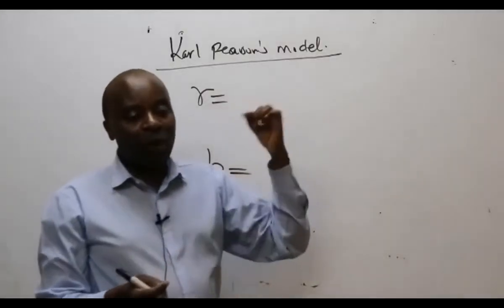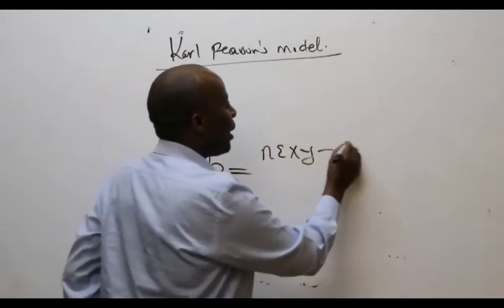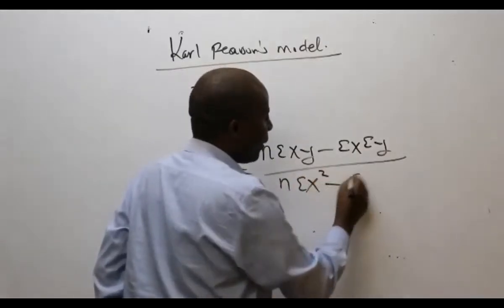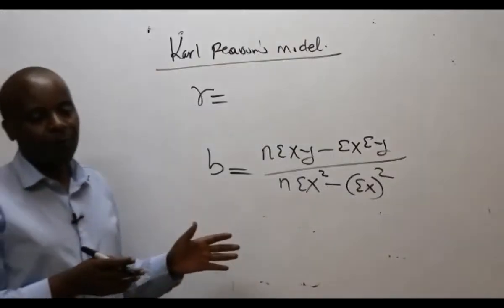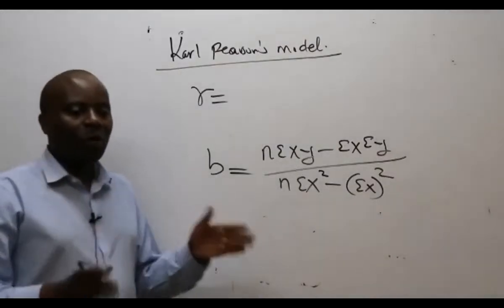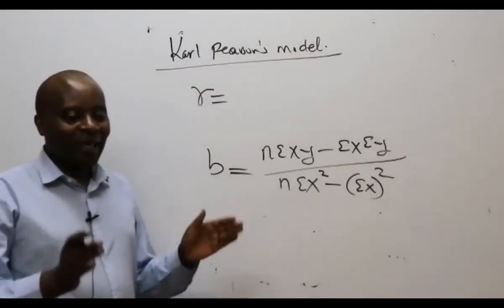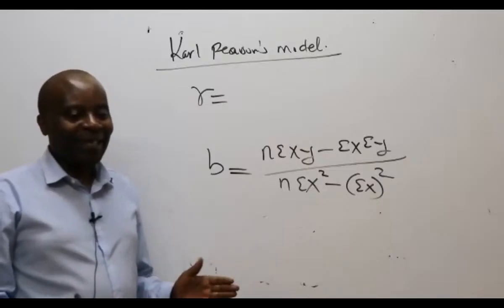And B is something I will never forget. I know that B equals n summation of xy minus sum of x, sum of y, all over n summation of x squared minus bracket sum of x squared. You have to cram this the way I've crammed it myself. That is the formula of getting B.